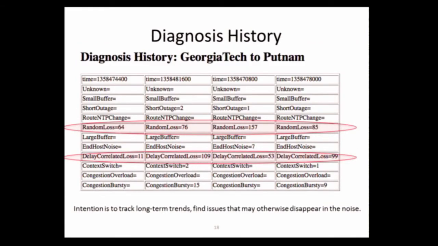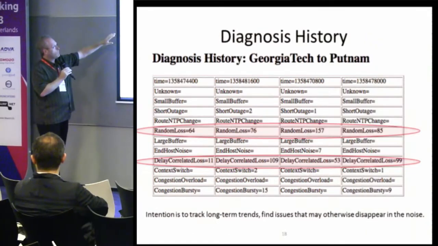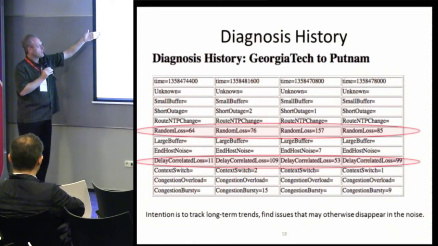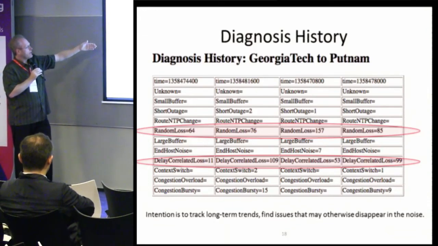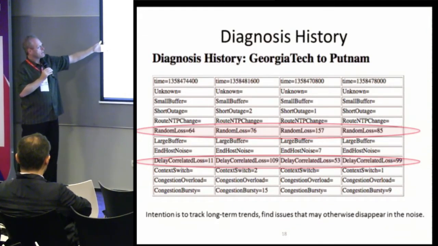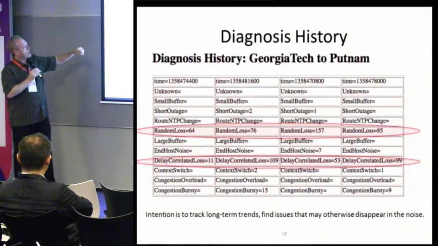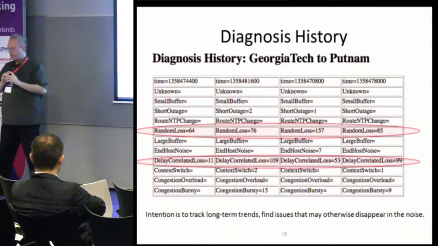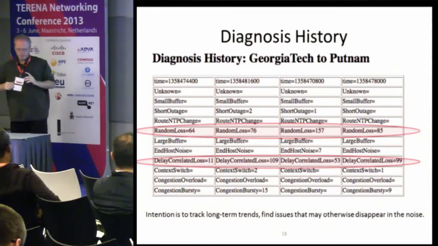And similarly, again, probably eventually color code this table, but it allows me to break down for a particular route. This happens to be from Georgia Tech to Putnam County schools. We look at the breakdown, and for this particular time slice, there were 64 events that were classified, diagnosed as random loss, 11 that were considered delay correlated loss. And we can break those down into different time slices and see how things vary.